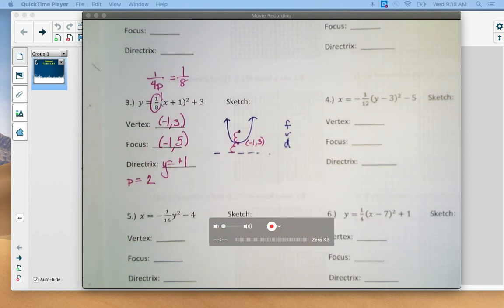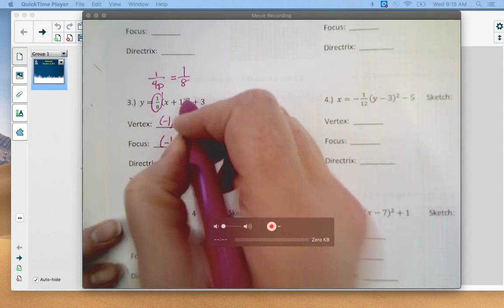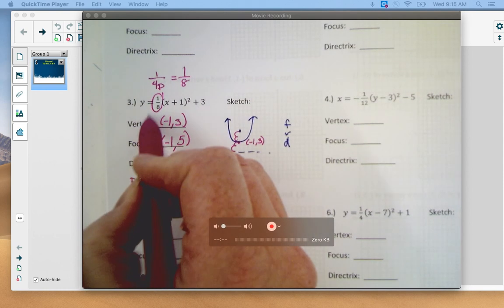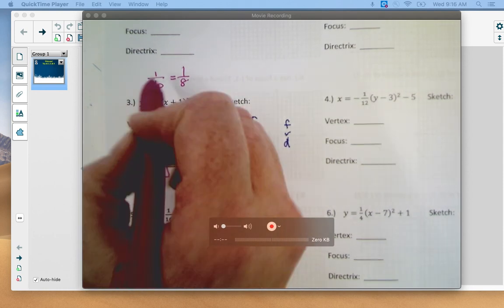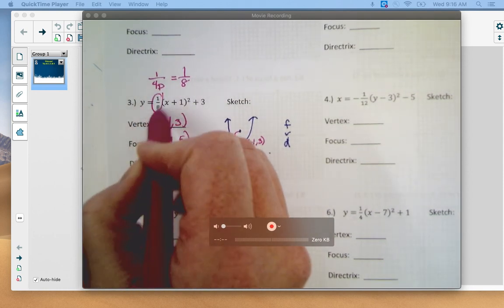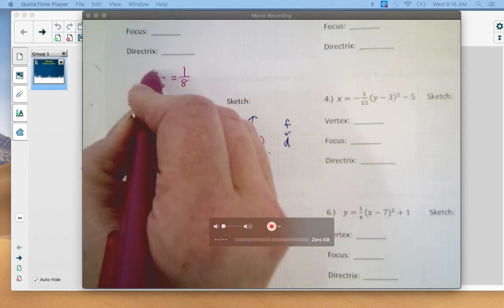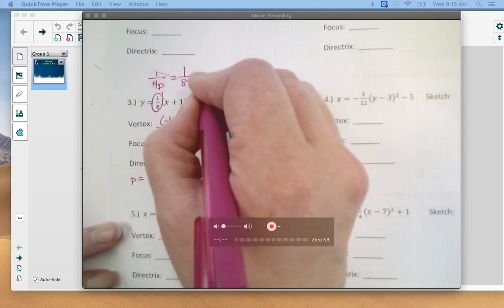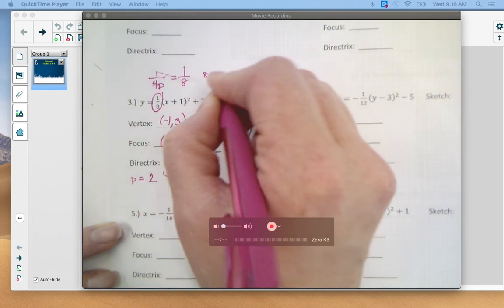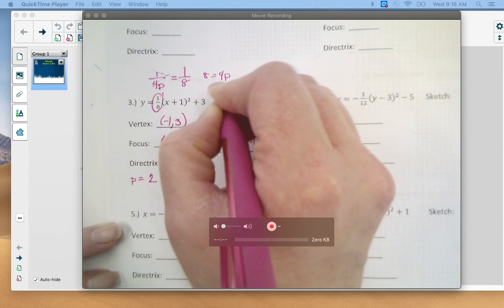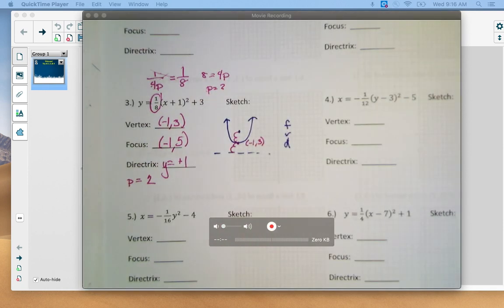But it's a really good question, because in a second, if it wasn't that obvious, like what if this was 1/6 out in front, which it could be, you would set up 1/4 p, that portion of the equation is equal to 1/8, and cross multiply. 1 times 8 is 8, equals 4p, divide by 4, p is equal to 2. See how you could algebraically solve for it as well.